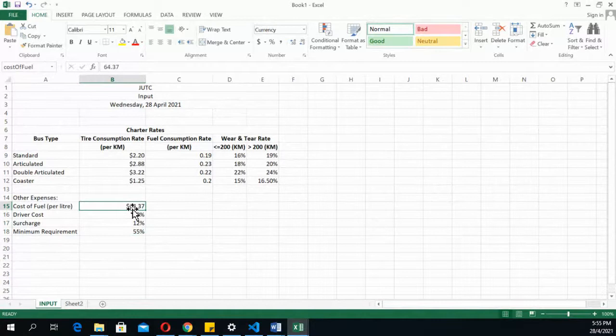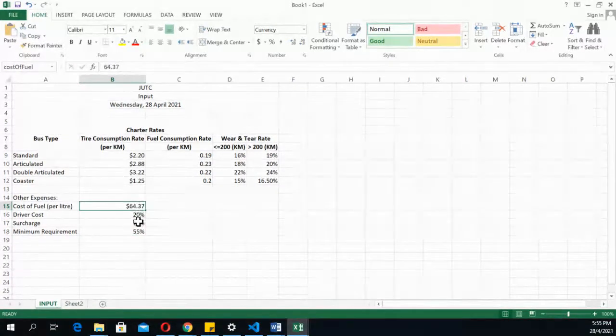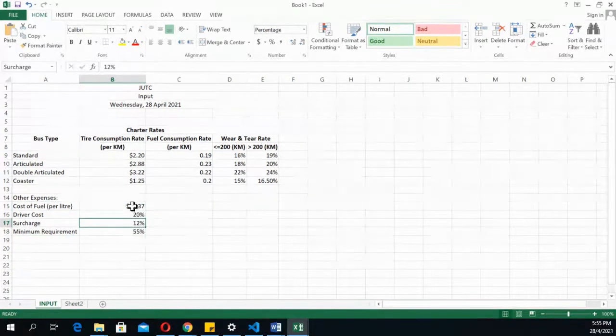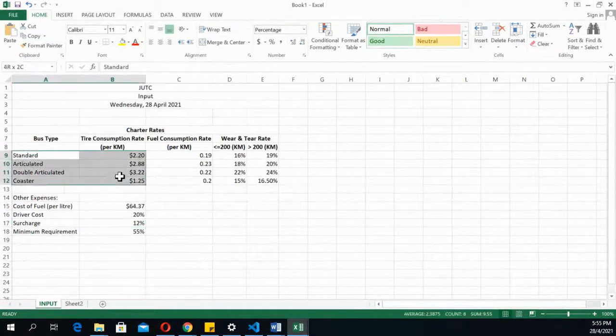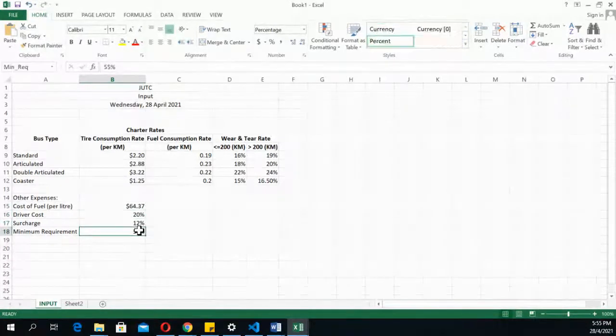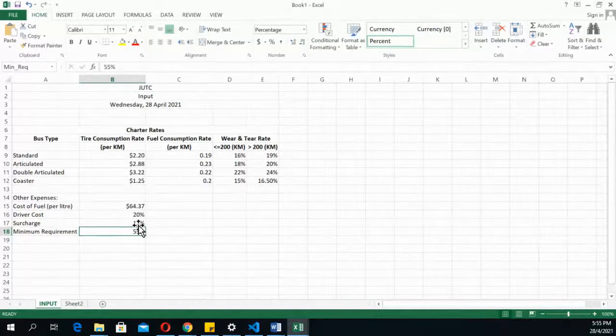it's the data you name, right? And not the label. Because I've seen people in exams end up naming this side. Well, it's the data you want to name. So this part you'll name. So let's just go through again. So I have my table array. That's what I'm going to use for VLOOKUP, and I call that charter rates. I now have my cost of fuel, my driver costs, surcharge, and my minimum requirement, right?